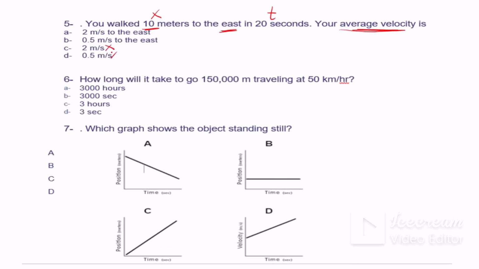This one is wrong and the other one is also wrong, because he needs direction. Average velocity needs direction with the numerical quantity. Okay, now this is the average velocity. We need direction. Very easy.